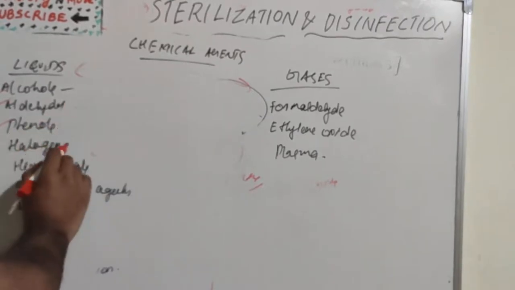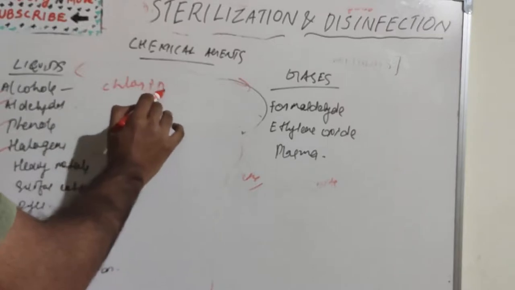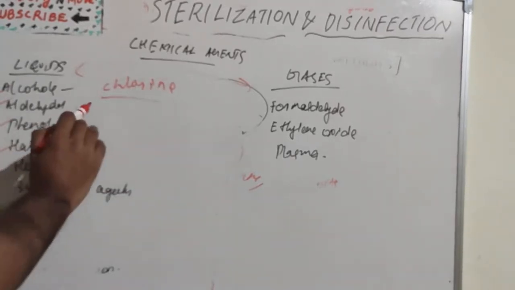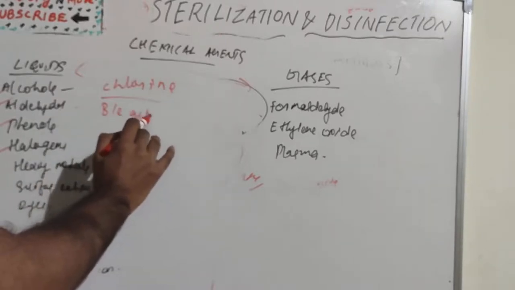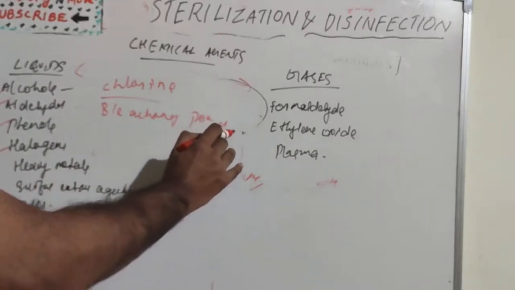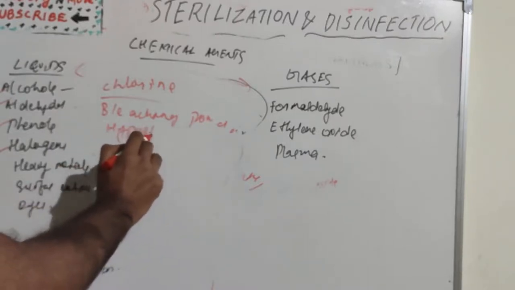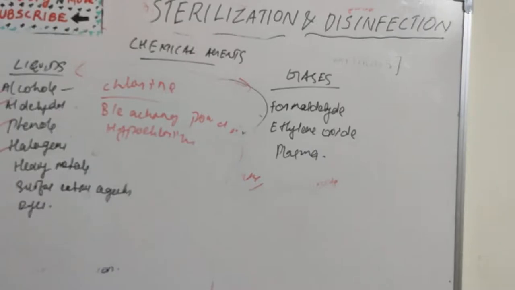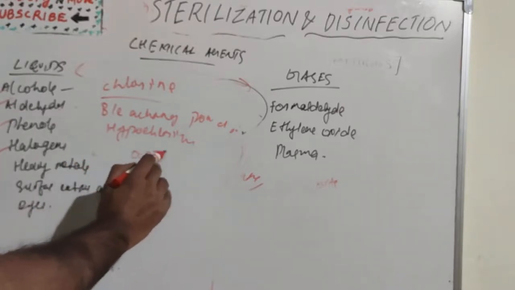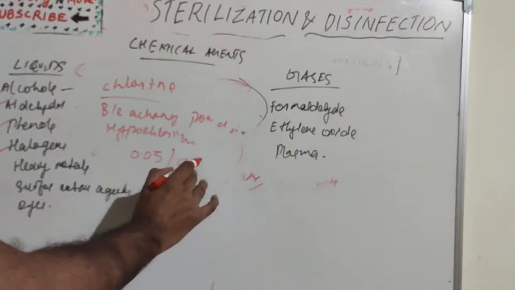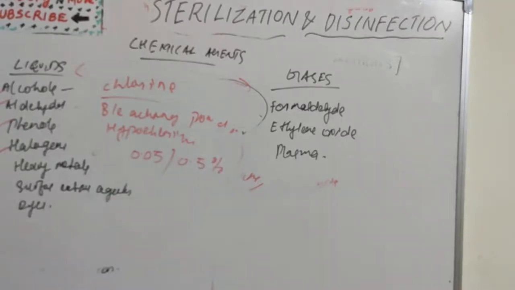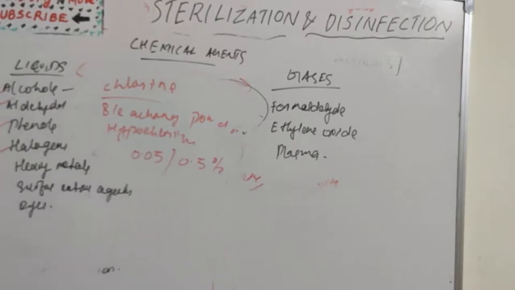Halogens are chlorine compounds. Chlorine compound, most common one is, we know, bleaching powder, right? Bleaching powder or hypochlorite solution, the most used disinfectant for HIV infected material. The concentration is 0.05 or 0.5% for surface material and instrument disinfection. It should be prepared daily because of instability of the sodium hypochlorite solution. So they are active against bacteria, spores, fungi and viruses.